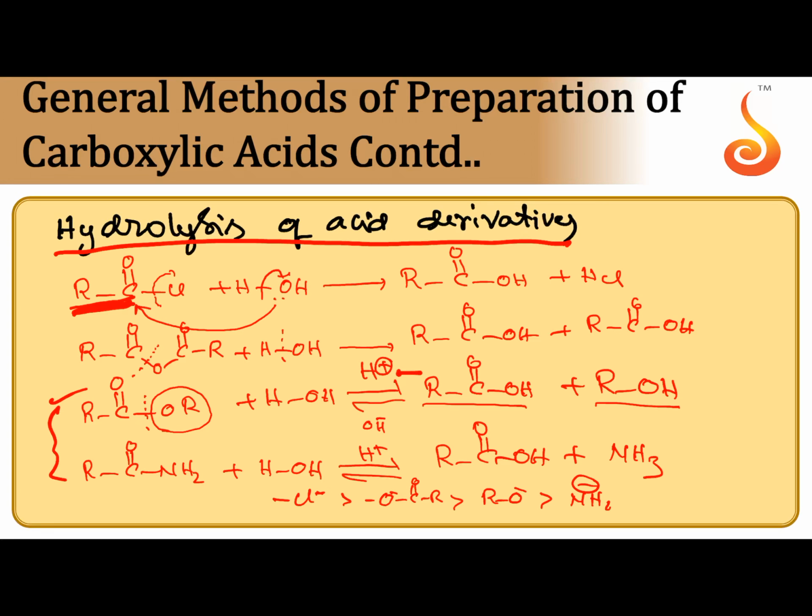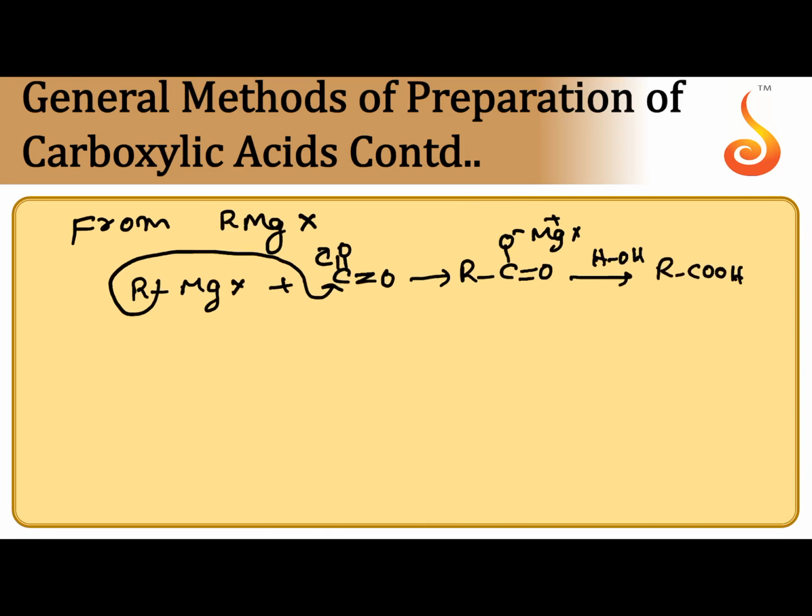So the rate of reaction depends on the leaving ability of the leaving group. Cl minus is the weakest base since its conjugate acid HCl is strongest. So this is the order of leaving ability. So in this way, these undergo hydrolysis to give carboxylic acids. Next method for the preparation of carboxylic acids by reacting with Grignard's reagents.